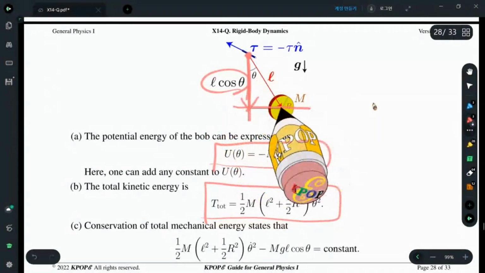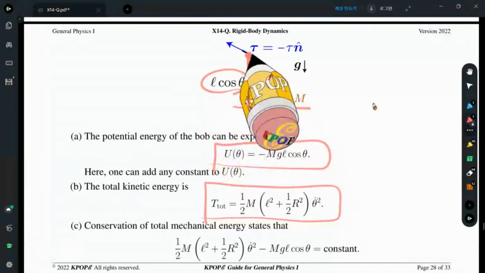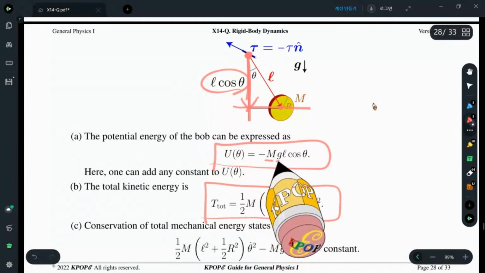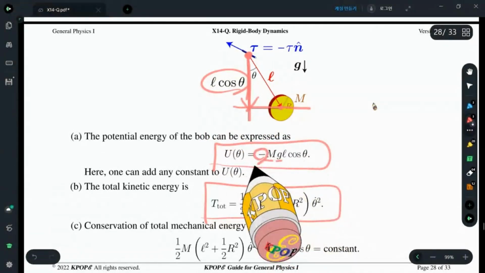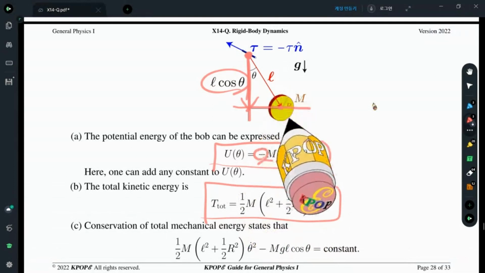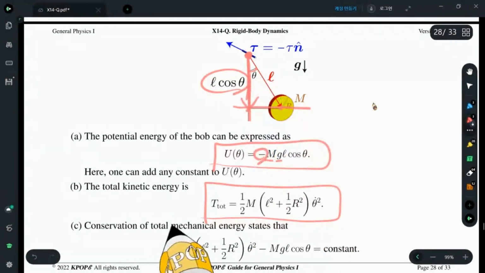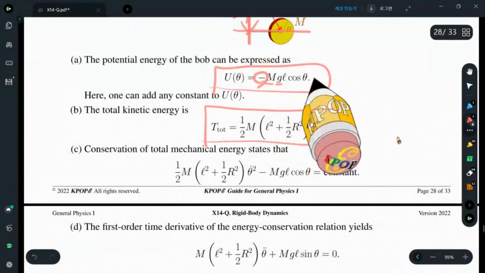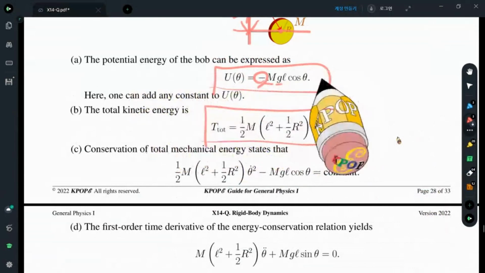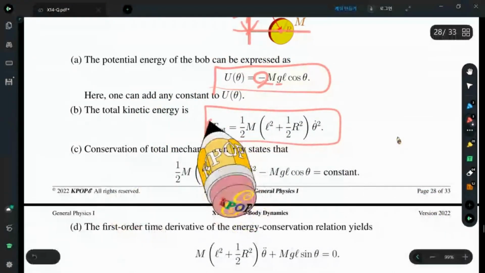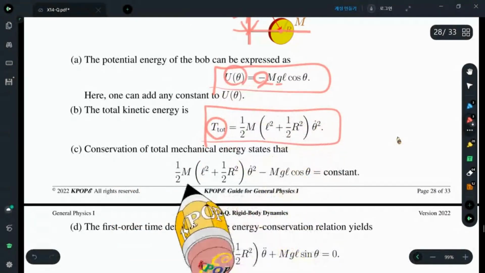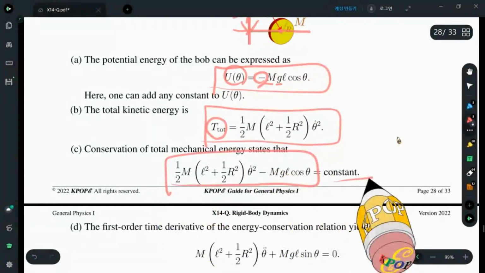So the gravitational potential energy at this point is smaller than this point by L cosine theta. So mg L cosine theta, with a negative sign on it. That is the potential energy of this bar when it is at an angle of theta relative to the vertical direction. So we know the total mechanical energy is the sum of the total kinetic energy and the potential energy. The sum of them must be constant.